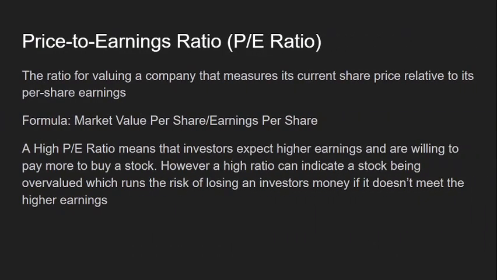Finally, we'll be talking about the price to earnings ratio, or the PE ratio for short. The ratio for valuing a company that measures its current share price relative to its per share earnings defines the PE ratio. The formula for a PE ratio is the market value per share divided by the earnings per share. A high PE ratio usually means investors expect higher earnings and are willing to pay more to buy a stock. However, a high ratio can also indicate a stock being overvalued, which runs the risk of losing an investor's money if it doesn't meet the higher earnings or predictions of that particular stock.